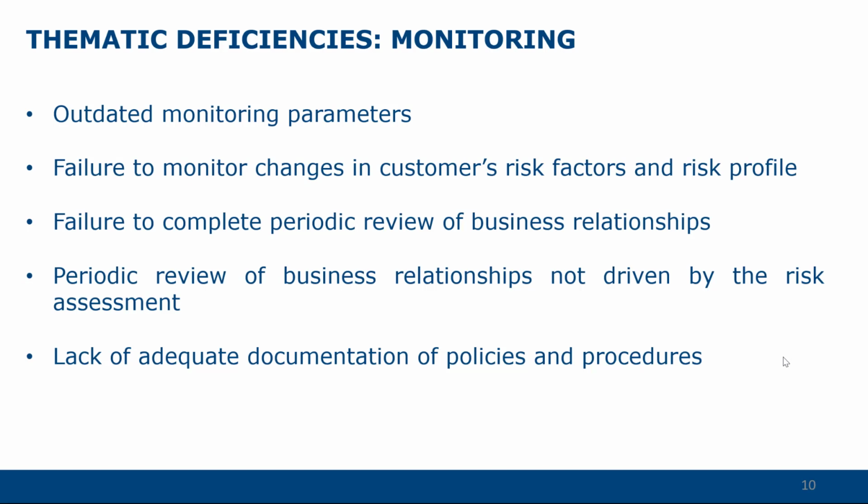Another common deficiency is a failure to monitor changes in customer risk factors and risk profile. Banks and TCSPs are required to monitor changes in customer profile and customer risk factors to ensure that it remains relevant and accurate. Another common deficiency is a failure to complete periodic review of business relationships. The AML rules and the AML guidance notes require banks and TCSPs to complete a periodic review of business relationships to ensure that any changes in the customer risk profile are documented and updated.